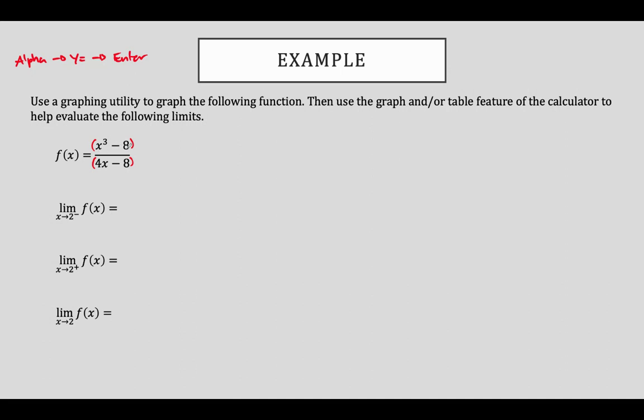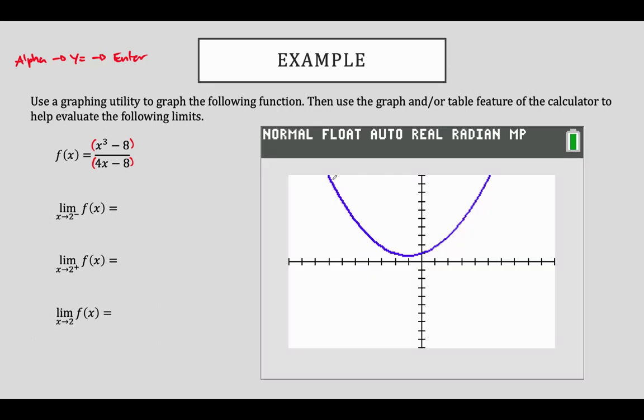And so then you don't need the parentheses. You can plug it in just as you saw it here, x cubed minus 8 divided by 4x minus 8. And then hit graph. And if you're in your standard 10 by 10 window, you should see this exact image here. Okay, here we have the graph of our function f of x.